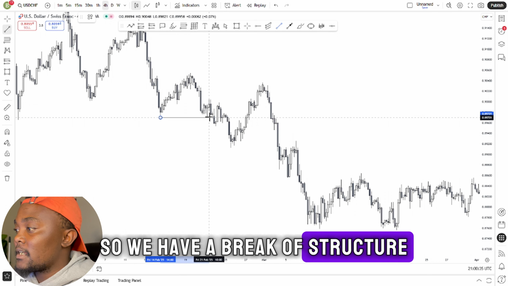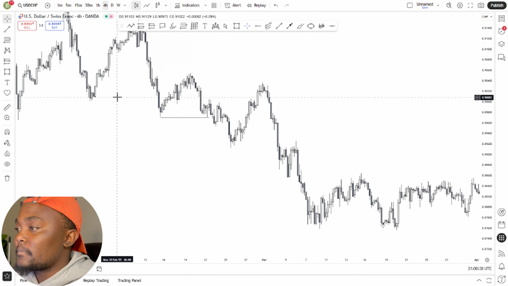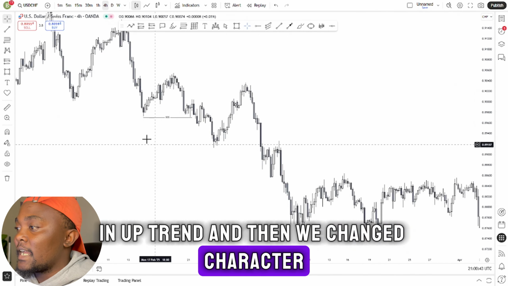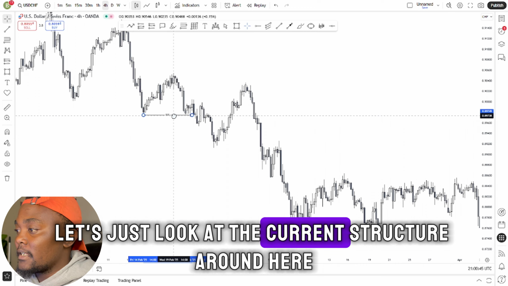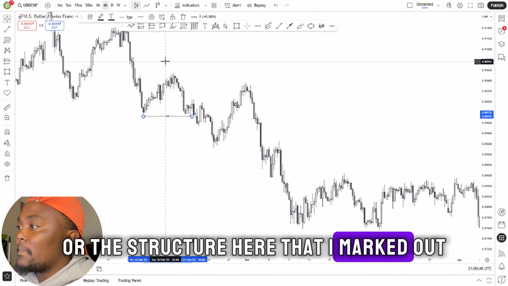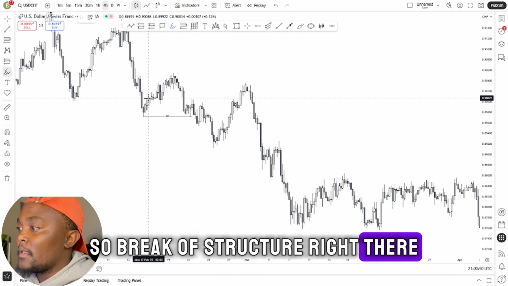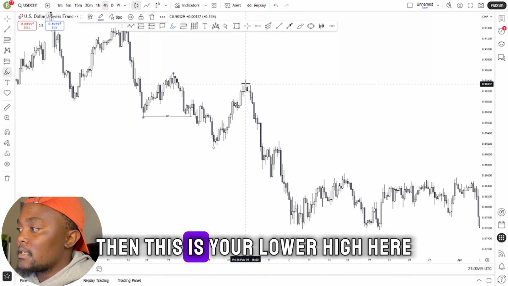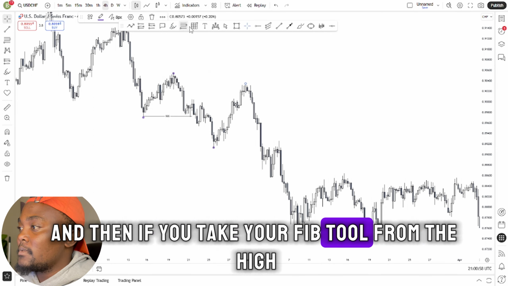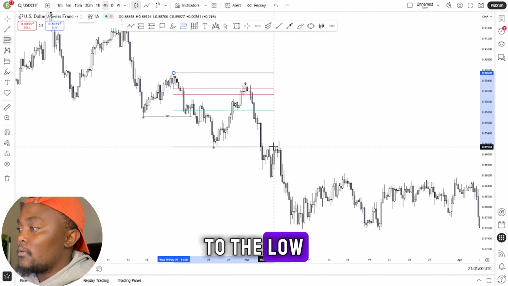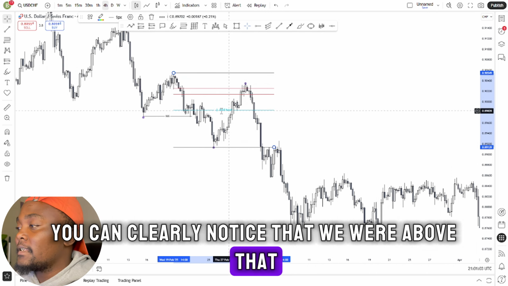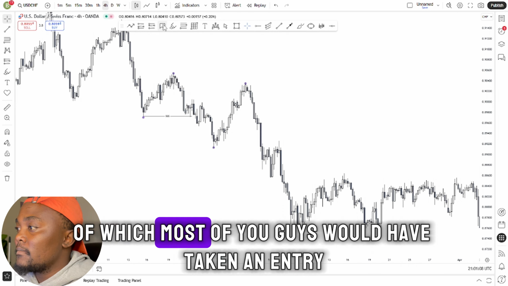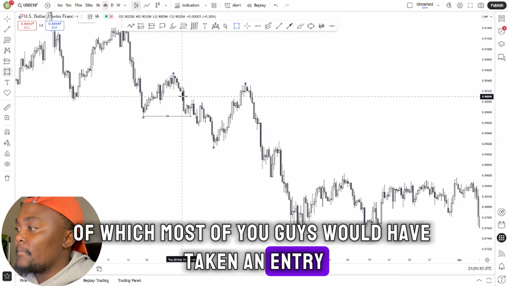So we have a break of structure just around this point here. I know that we came from maybe an uptrend and then we changed character, but let's just look at the current structure around here, the structure that I marked out. So break of structure right there. Which means that this is your low, this is your high, this is your lower low, then this is your lower high here. And then if you take your fib tool from the high to the low, you can clearly notice that we were above that blue line, or above that 0.5 level, of which most of you guys would have taken an entry around here.